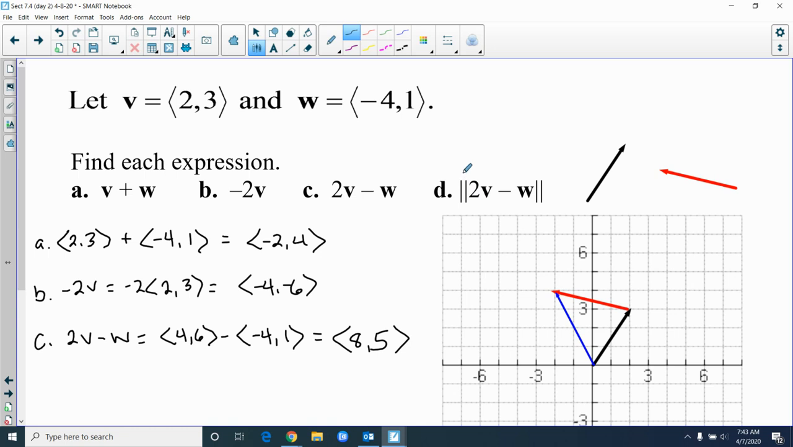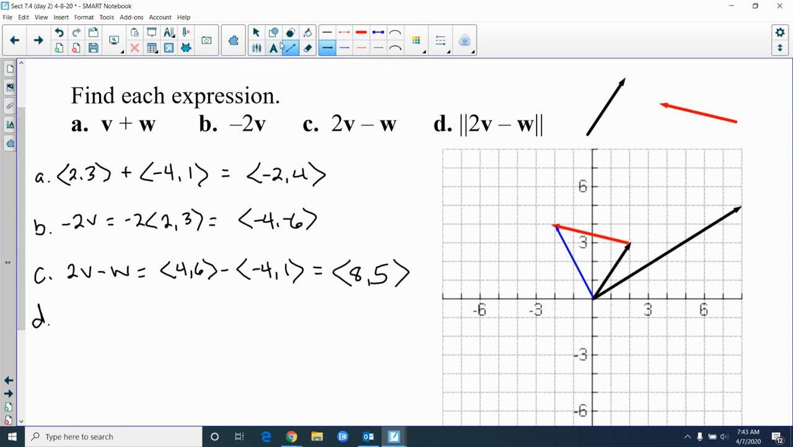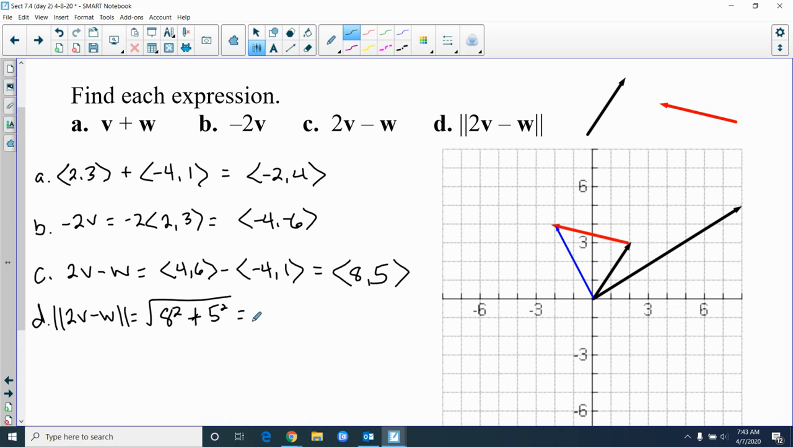And then D, what does that notation mean? That notation means the magnitude, the length of that. So we have the vector 8, 5, which would be this vector right here. All we have to do, remember, the length is basically the Pythagorean theorem. So the magnitude of 2v minus w equals the square root of 8 squared plus 5 squared, which is 64 plus 25, which is 89.